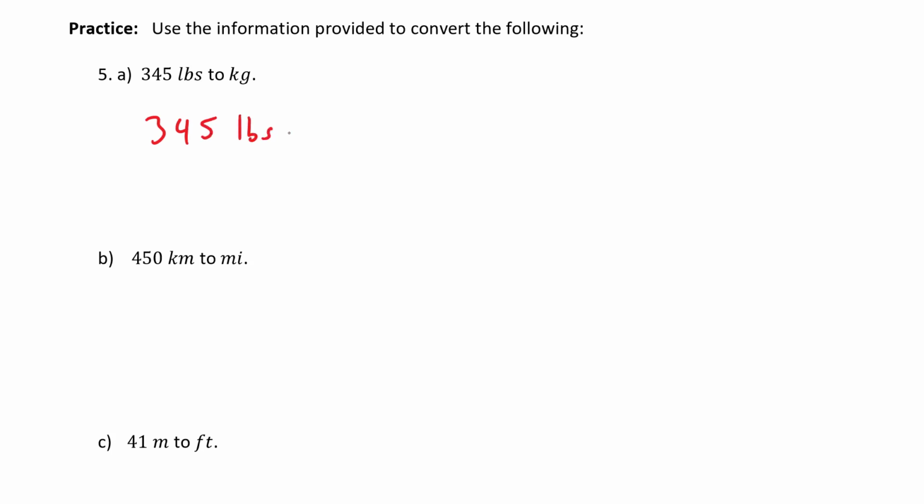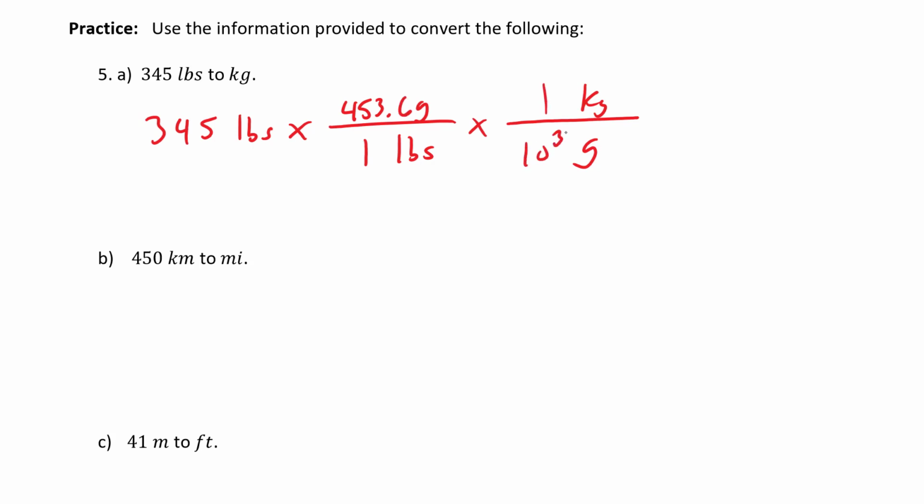345 pounds. Now, I'm going to go from pounds to grams using my conversion factor chart at the beginning, and I'm going to go from grams to kilograms. 1 pound is 453.6 grams, and 1 kilogram is 10 to the 3 grams. Pounds cancel pounds, grams cancel grams.